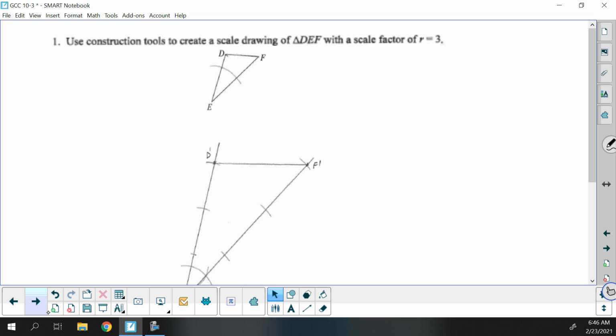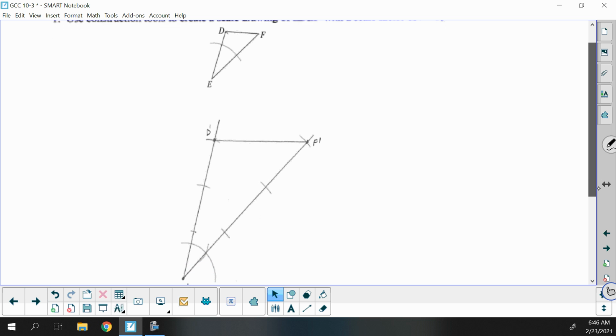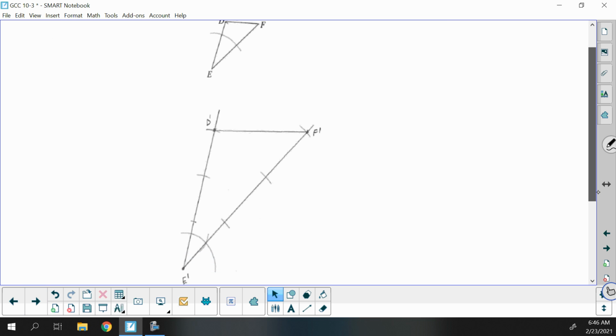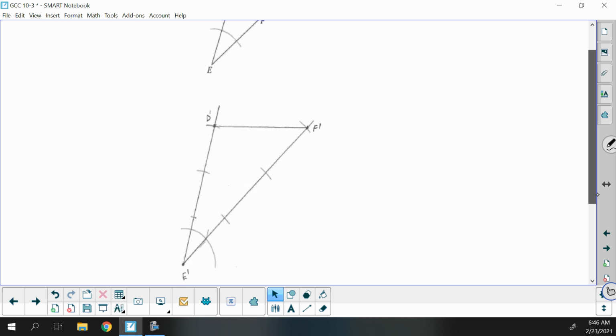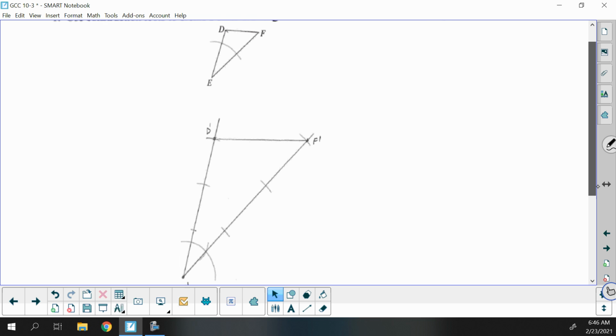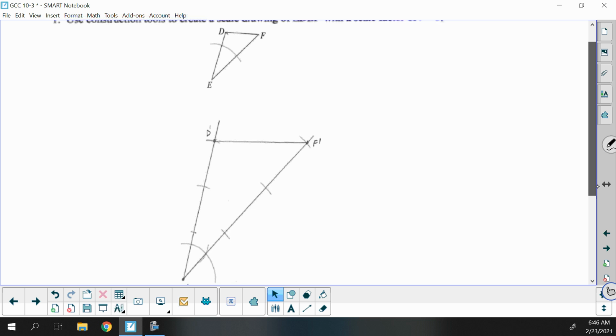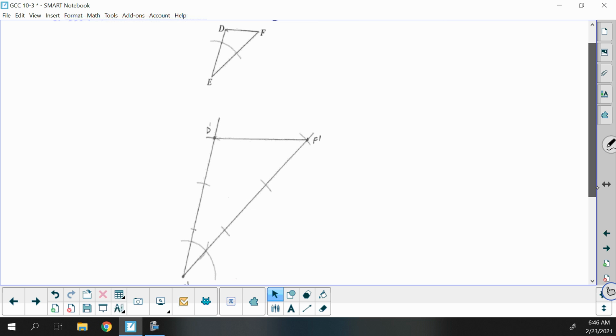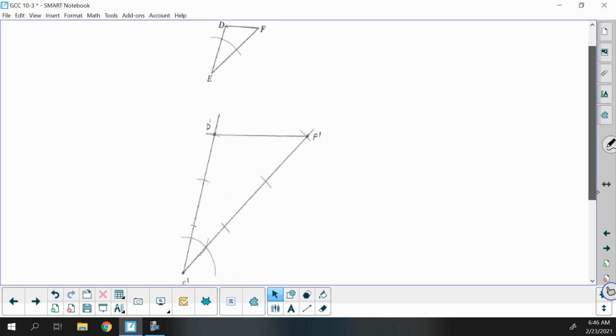So we wanted scale factor of 3, so copy one of the angles to start out. I chose to copy angle E. And then extend the lines for angle E and mark off 3 times the distance. So 3 of the sections of EF, 3 of the sections of ED, and that tells you where your new ones are.